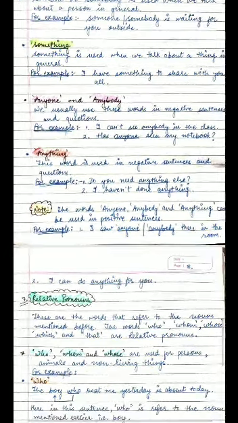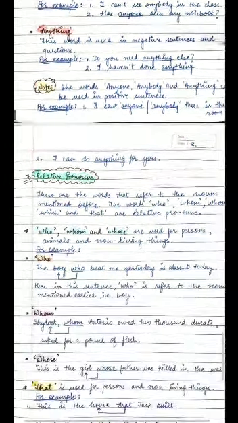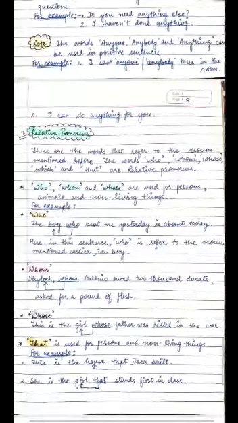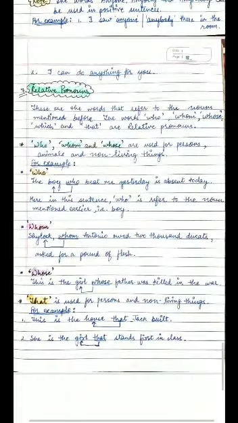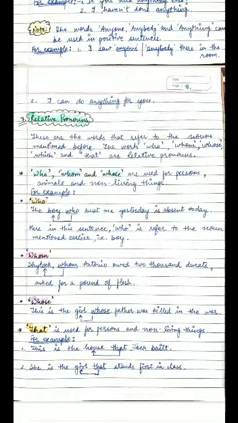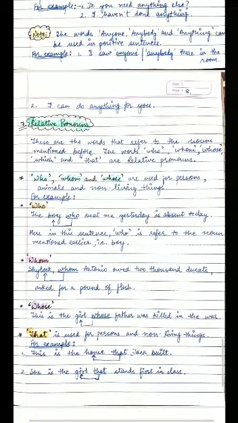Now number 7, relative pronouns. These are the words that refer to the nouns mentioned before. The words who, whom, whose, which and that are relative pronouns. So children, let's understand their usage. The words who, whom and whose are used for persons, animals and non-living things.